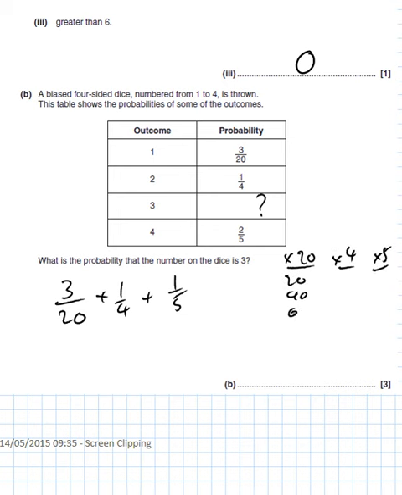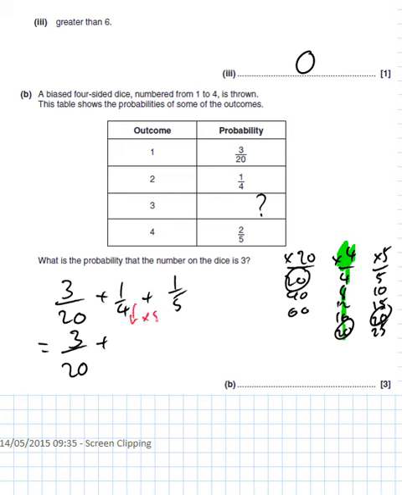So 20, 40, 60; 4, 8, 12, 16, 20; 5, 10, 15, 20, 25. And we should spot that 20 is the lowest common multiple in there. So the first fraction we'll leave alone, because it's already on 20. The second one, if we just count down here, it's 1, 2, 3, 4, 5 down. So we're going to times this fraction by 5. 1 times 5 is 5, 4 times 5 is 20. And then we're going to times this fraction here by 4. So 4 times 1 is 4, 5 times 4 is 20.